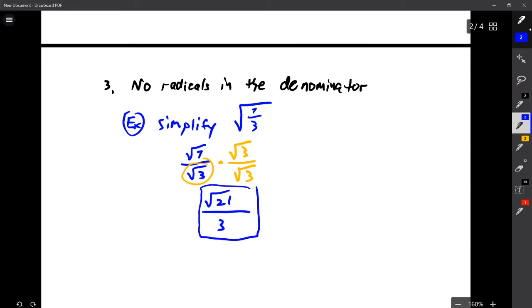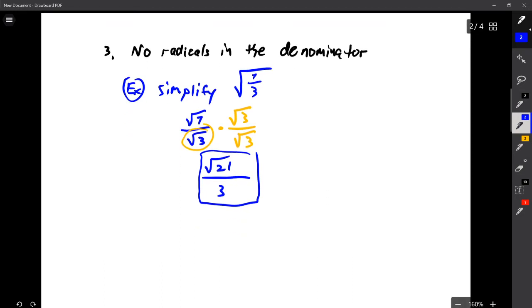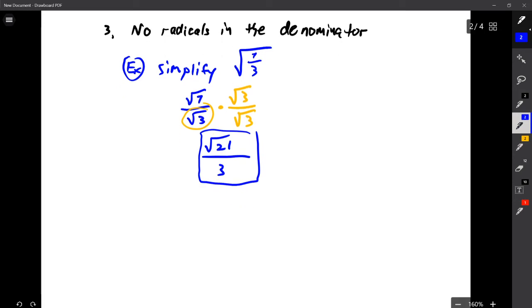I don't have any square roots: rule number 1, I don't have any perfect squares inside of a square root. Rule number 2, I don't have any fractions inside the square root. And rule number 3, I don't have any radicals in the denominator. Okay, let's do a couple more that involve this rule number 3, because that's going to come up a variety of times. So let's do another example here.